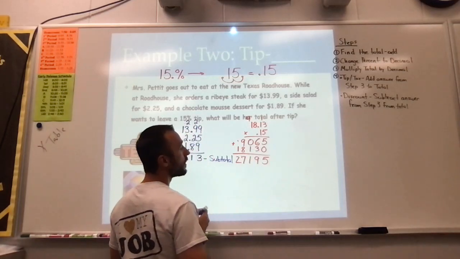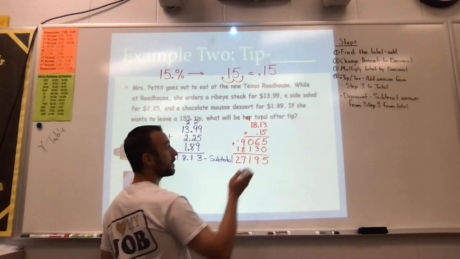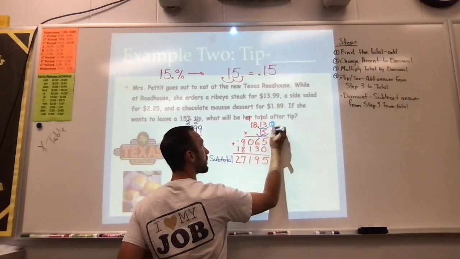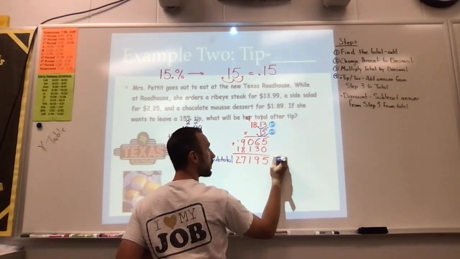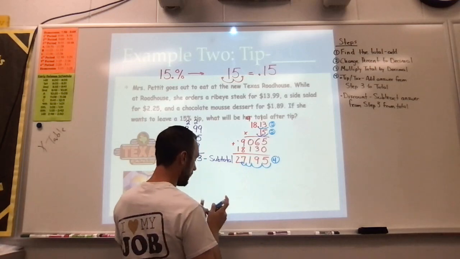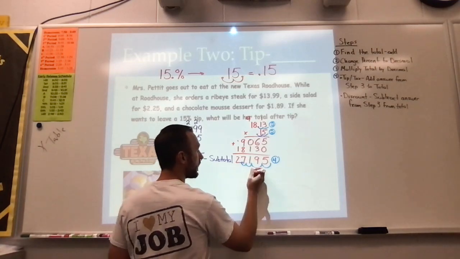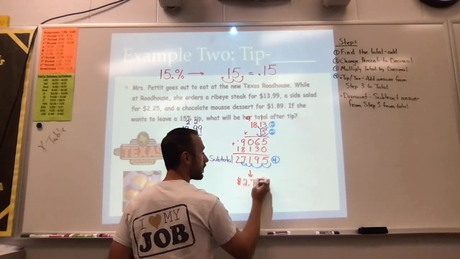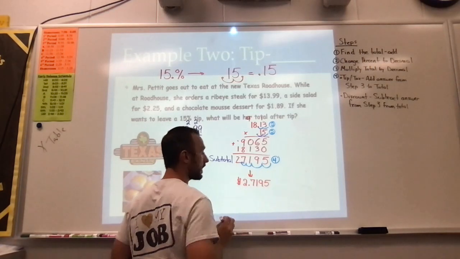Now I need to count how many numbers are after my decimal. I have 2 numbers after my decimal in my top factor. I have 2 numbers after my decimal in my bottom factor. 2 plus 2 is 4. So I need to have 4 numbers after my decimal in my product. So currently, Mrs. Pettit is paying this much for tip, $2.7195, but we don't have coins that can do that.